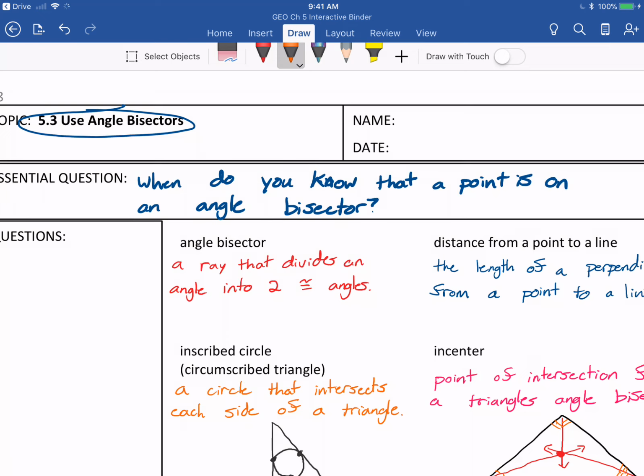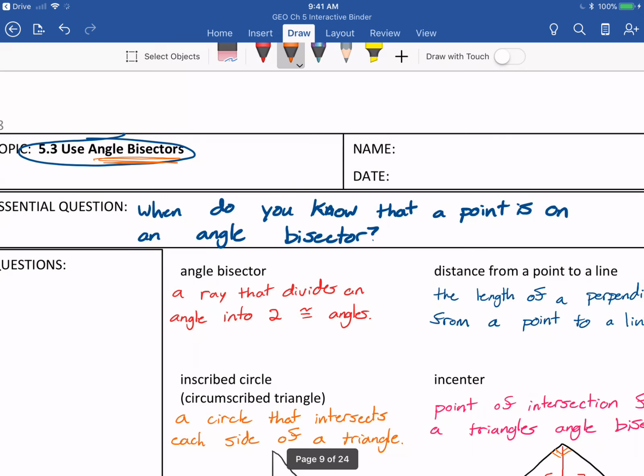Alright, today we're bringing back this word angle bisector. We've talked about that before in the first semester, definitely. Talking about bisectors is something that cuts an angle in half, right? But today we're talking about how we actually use these in triangles.